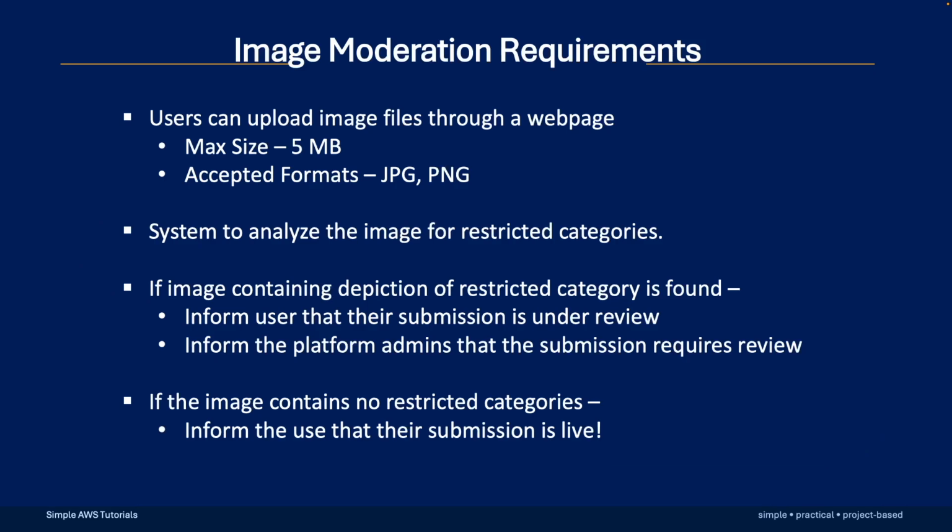If the image has any of the restricted categories, the system should email the user and inform them that their submission is under review, and should also inform the platform admins that a submission has come in that requires human review. On the other hand, if the image does not contain any restricted categories, then it should send a confirmatory email to the user indicating that their submission is live.